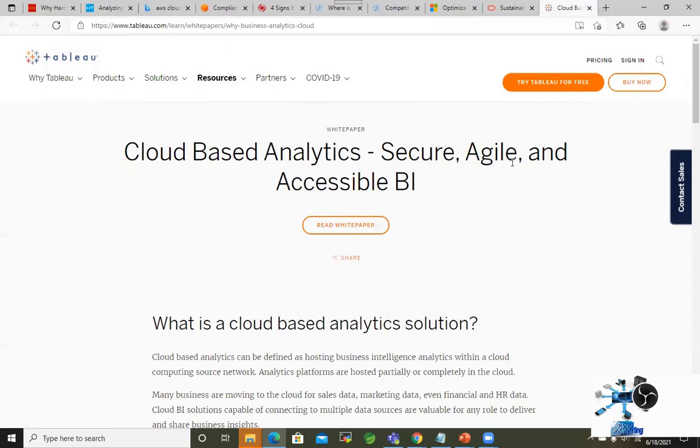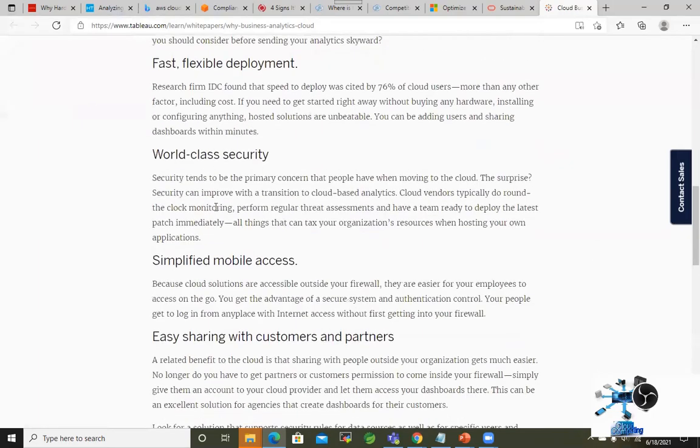Cloud-based analytics, secure, agile, and accessible BI. So this is Tableau. Tableau is one of the famous analytical or data visualization tools, one of the leading tools, right? So I have given that example for you. You can just go through it.